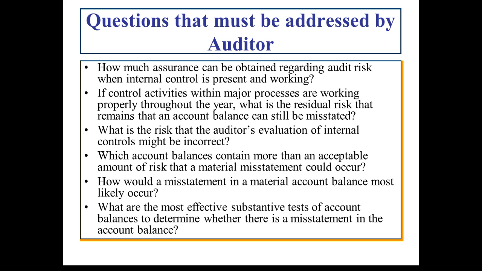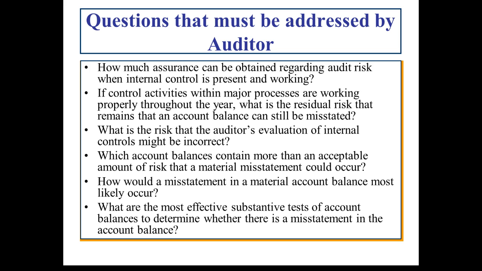Another thing that at this phase of the audit we're going to start thinking about as an auditor: how much assurance can be obtained regarding audit risk when internal controls are present and working? So when we know internal controls are present and working, the audit risk is the risk that we issue an opinion that is in fact incorrect. Okay? So, after we've tested them and they are in place and working, could that change how much we can trust that our audit risk may possibly alter as a result of knowing those internal controls are in place?